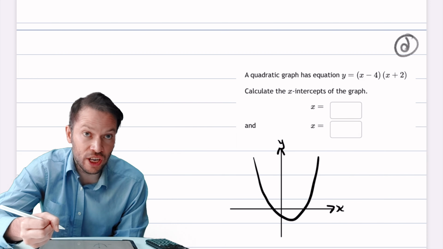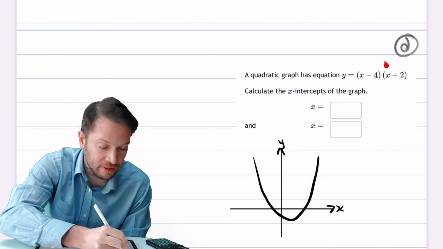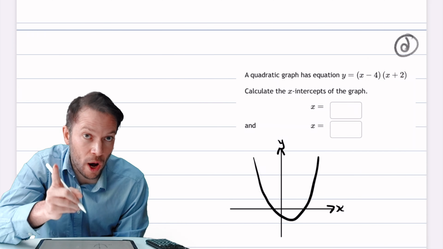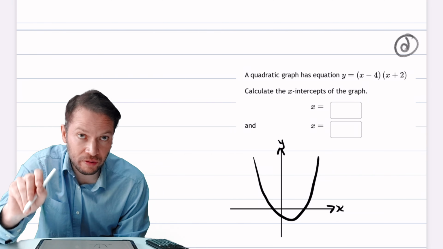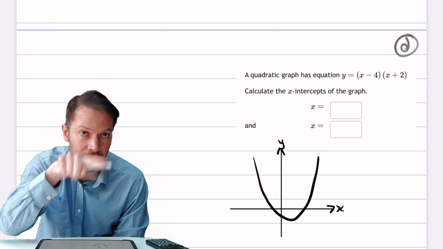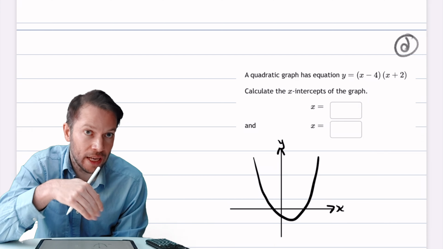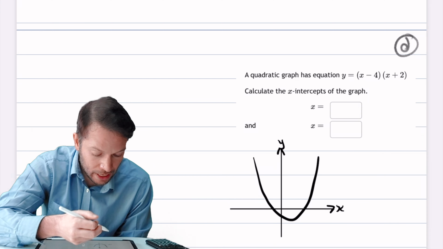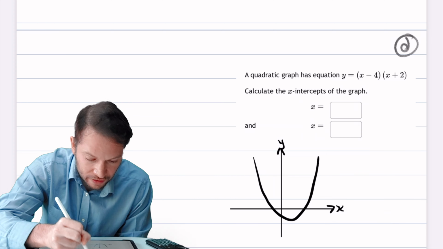And in general, the way you could tell is if we were to expand this out, we'd have an x times the x term, which is x squared, or 1x squared. And because 1 is positive, the number in front of the x squared is positive, then that's going to give you a smiley face shape. Whereas if it was a negative number, like minus 3x squared, then it would be the frowny face shape. Anyway, we've got this smiley face shape, but we just want to find the x-intercepts.